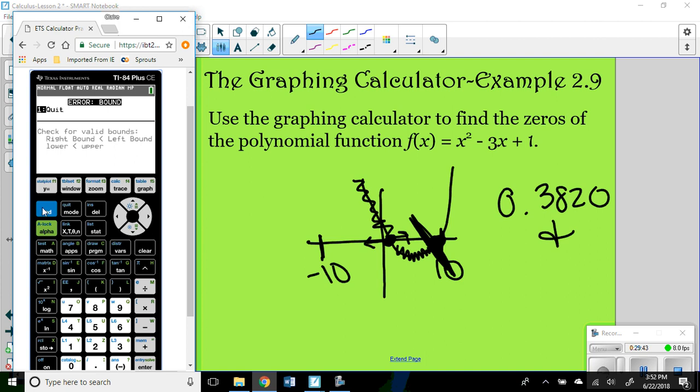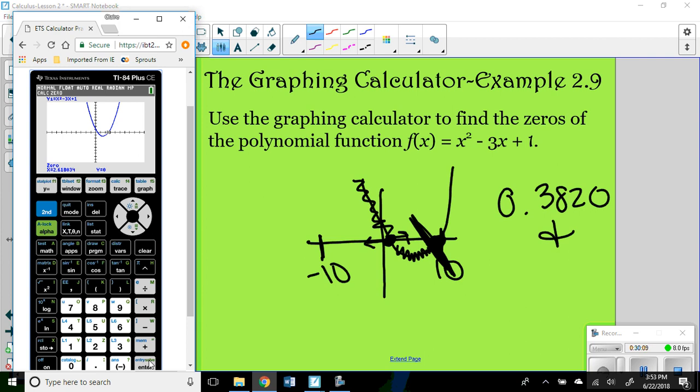Whoops, sorry, I went too far past my bound. Let me go back. Left bound, we'll put it here. Right bound, we put it over here. And I'm not moving the cursor for the guess, and it'll still come up. So you can't go past your right bound. That's what happened on the other one, why it messed up.